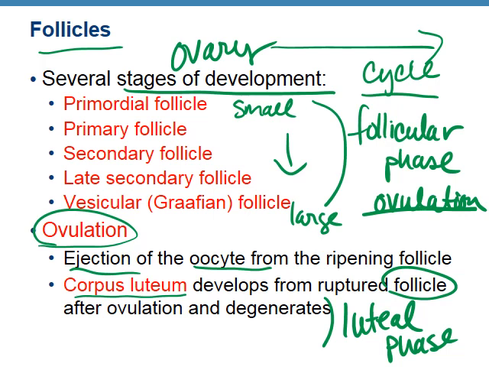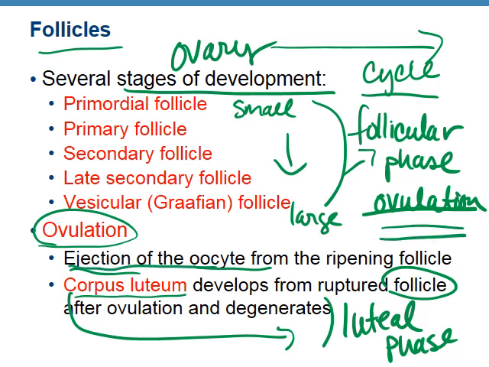We kind of haven't talked about that yet unless we were in class, but that would be the luteal phase. So when the corpus luteum is active, that's the luteal phase. When the follicle is growing, that's the follicular phase. What separates the two phases? Ovulation, which is the ejection of the oocyte from the ovary.